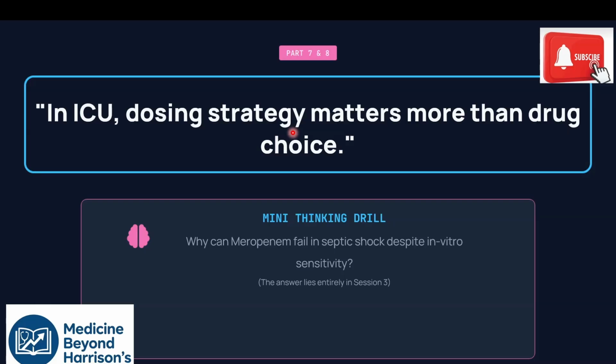Hope you learned something in this module. One last thinking question: why can meropenem fail in septic shock despite in vitro sensitivity? For example, when the culture shows meropenem is sensitive and you give meropenem, the drug can entirely fail. Why can it fail? Based on this module session, hope you learned something about drug dosing, pharmacokinetics and pharmacodynamics. If you know the answer, leave it in the comments.